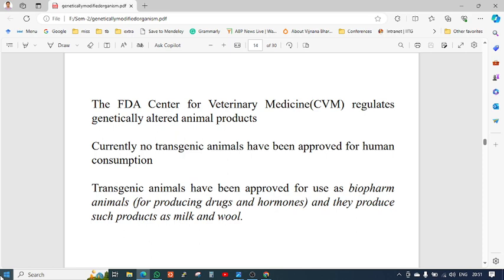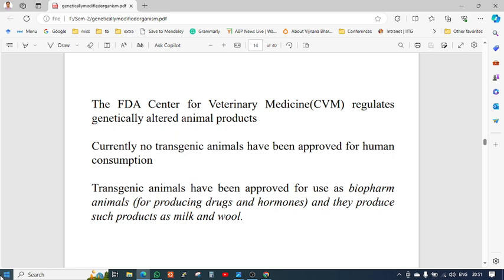The laboratories working on synthetic biology have to get approval from the Center for Veterinary Medicine or the regulatory authorities, and then they work on that. Currently no transgenic animals have been approved for human consumption. There are no animals approved for human consumption.